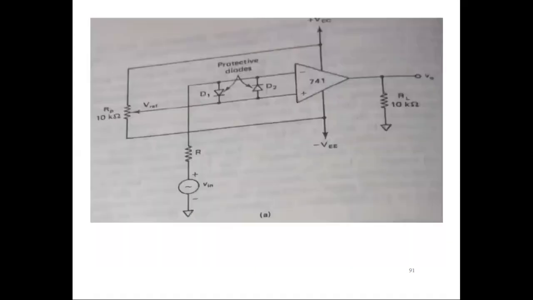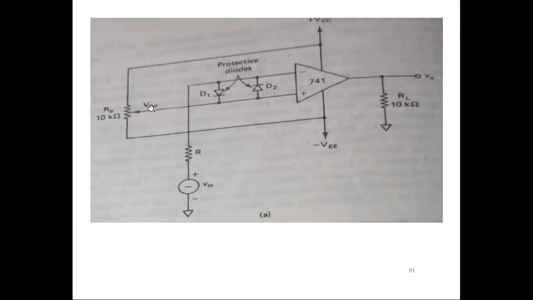Okay. So now we will see another one that is exactly the opposite. So what are we doing here? We are giving the input to the negative, and to the positive we are giving the V reference. So V reference is connected to the potentiometer. This is a potentiometer which is 10 kilo ohm, which is between plus VCC and minus VEE, and the V reference point can be varied. You can take it to the positive side, or you can take it to the negative side, or you can put it at 0.